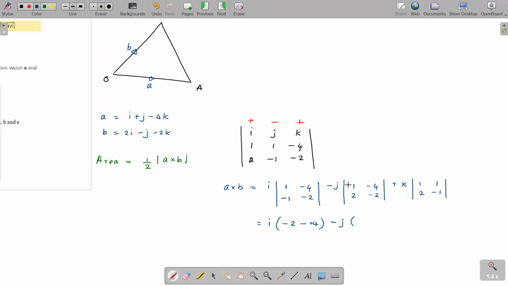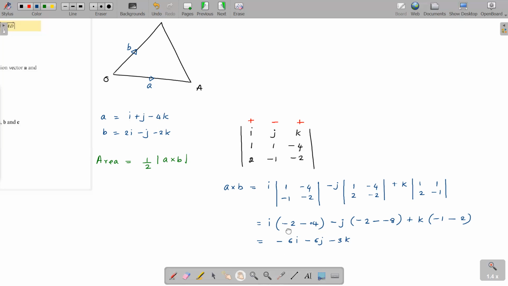Then minus j times 1 into minus 2 is minus 2, minus 2 into minus 4 is minus 8. Plus k times 1 into minus 1 is minus 1, minus 2 into 1 is 2. Get the answer. Minus 2 minus 4 is minus 6i. Minus 2 minus minus is plus 8, so 8 minus 2 is 6. 6 into minus j is minus 6j. Minus 1 minus 2 is minus 3k. Is this okay? Do you agree with my A cross B answer?